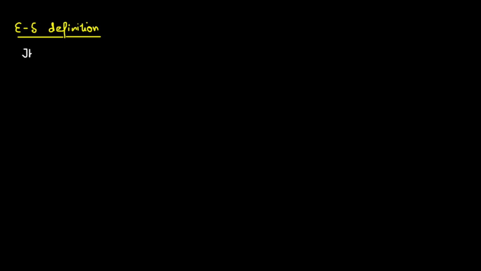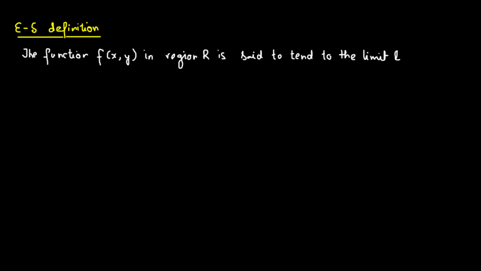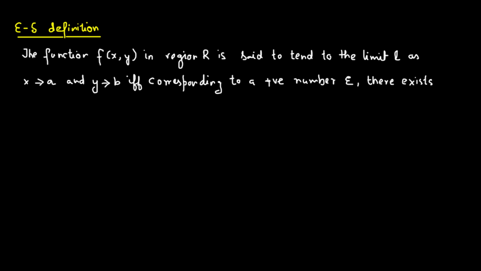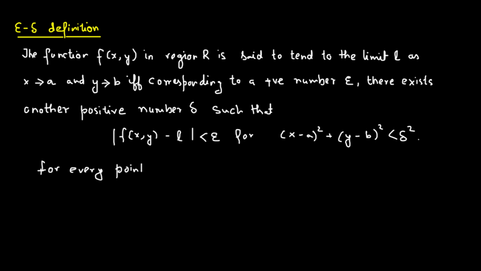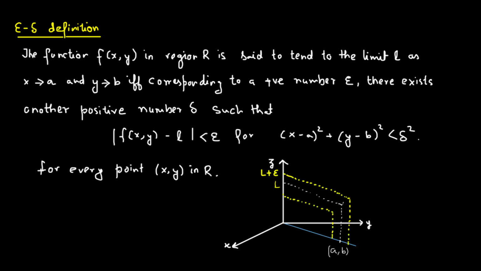Delta definition. The function f of X and Y in region R is said to tend to the limit L as X approaches A and Y approaches B if and only if, corresponding to a positive number epsilon, there exists another positive number delta, such that the absolute value of the difference of the limit L from the function is always less than epsilon, for x minus a squared plus y minus b squared less than delta squared, for every point x comma y in the region R.